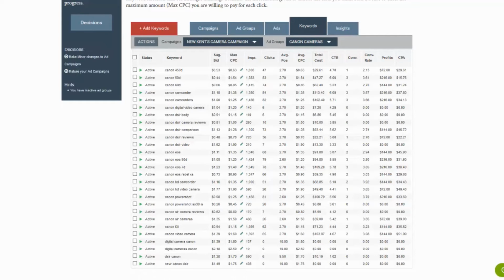Now let's take a look specifically at how to improve the performance of this ad campaign. Let's start by looking at some of the keywords that didn't give us any money.